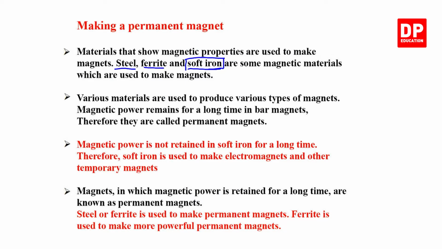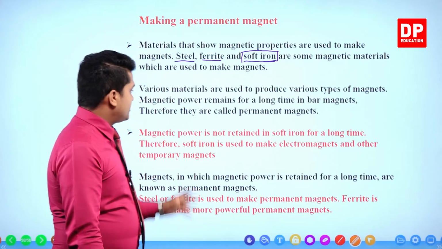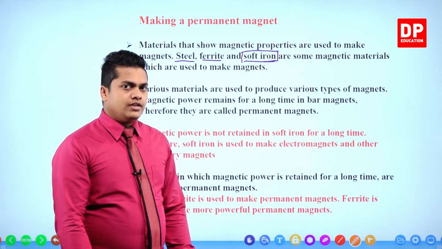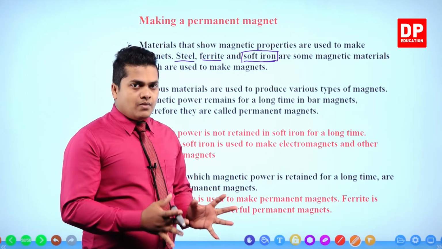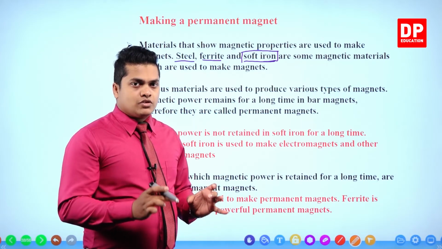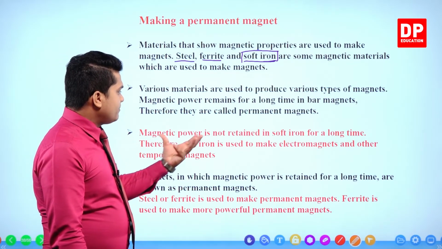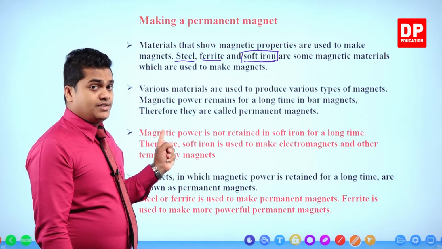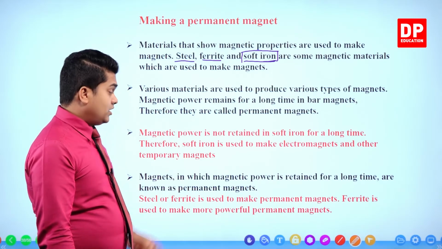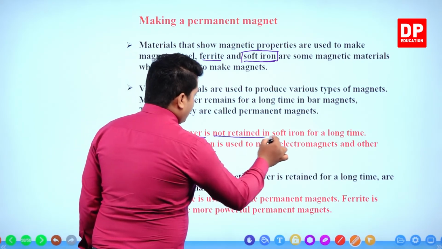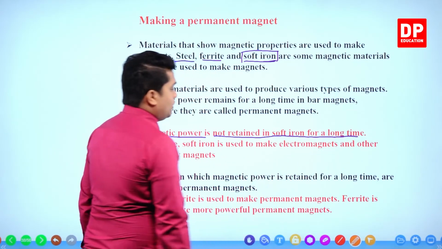Magnetic power remains for a long time in bar magnets, therefore these are called permanent magnets. We discussed in the earlier slide that a bar magnet is also a type of permanent magnet. Magnetic power, my dear children, this is a really important one. Magnetic power is not retained in soft iron for a long time.